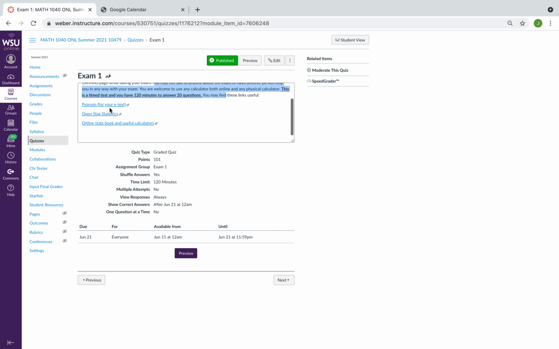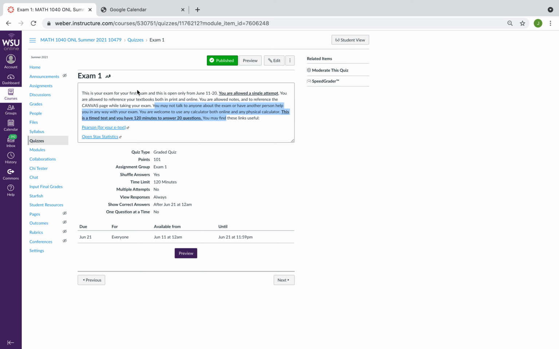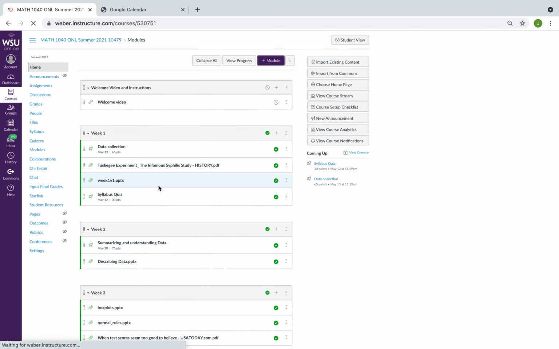You can access the Pearson if you have an e-text. You can access OpenStax. You can access online stats book. So that's one of the free textbooks that I listed, and they also have some useful calculators. Okay, so that's exam 1. You can see all the details here. Okay, and notice you're only allowed 1 attempt. Okay, so that's exam 1.